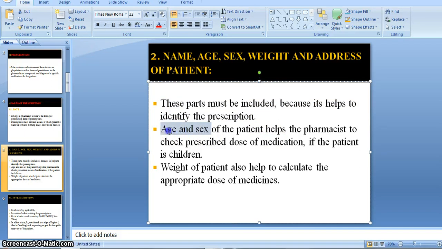Then age, sex and weight become very important for calculating the dose, because there are three kinds of people: children, adult and elder. That's why there is a difference in the dose we give to children, which is not the same for an adult patient, right? That's why it becomes very important to write the age, sex and weight of the patient in the prescription whenever the doctor prescribes it, right?